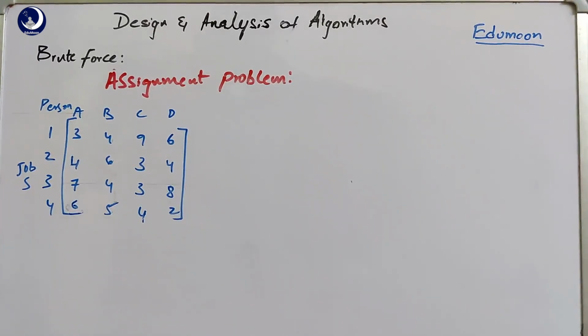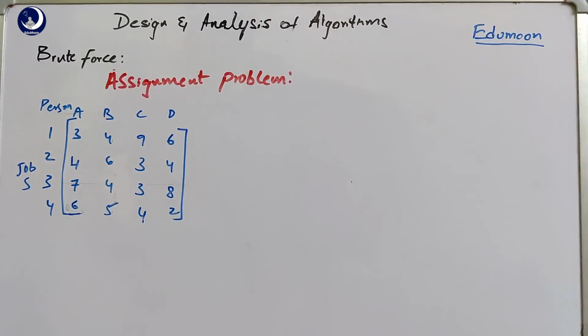Now the goal is to assign a job to each person so that the total time for completing all the jobs by the 4 persons is minimized, because every person is capable of doing every job, but at different times. Our job is to assign each person a job, and the constraint here is that each job should be assigned to only one person, and a person can take at most one job. So that is the assignment problem.